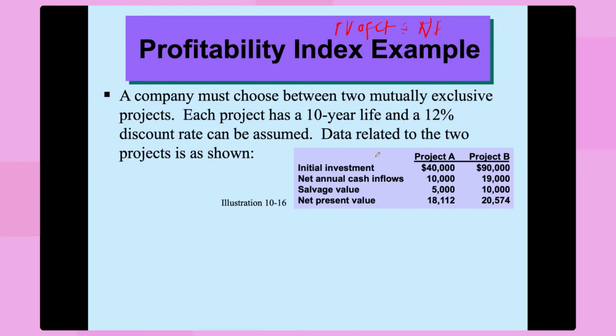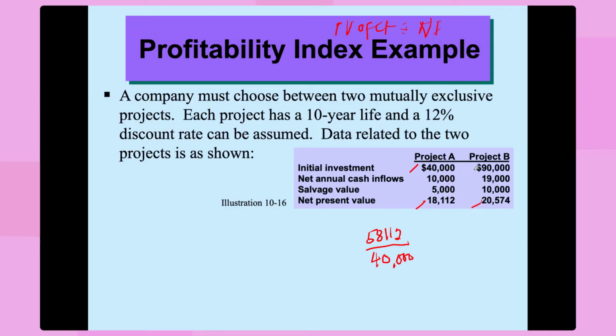All right. What if this is our problem? You can already compute the PV. Why? Because the net present value is given and the investment is given, just add. So meaning project A, 58,112. You got it? Of course, I hope you got it. Divided by 40,000. That is basically the NPV. How about on project B?